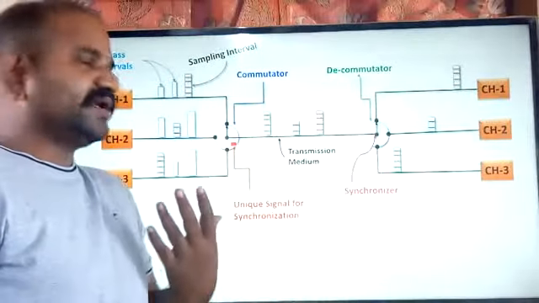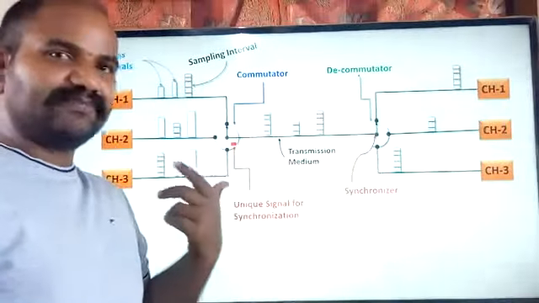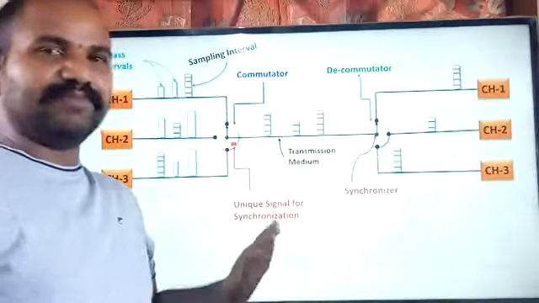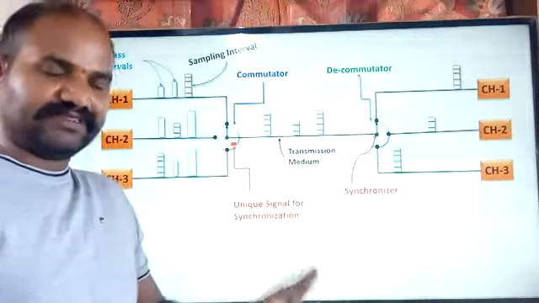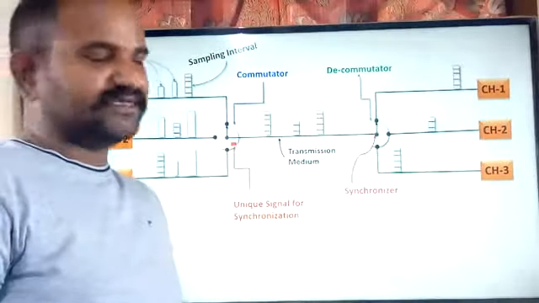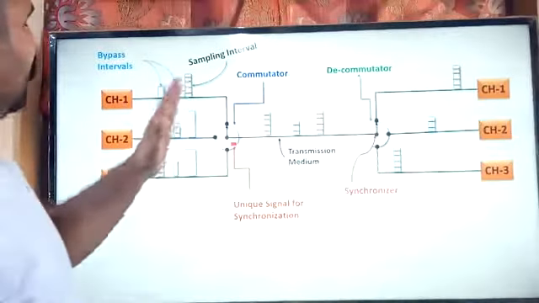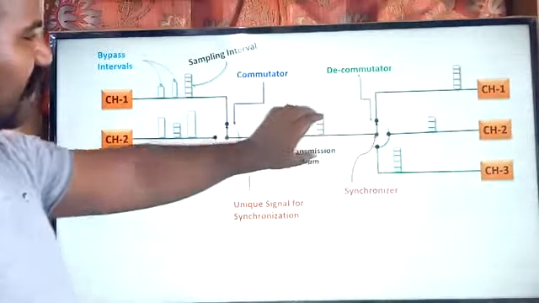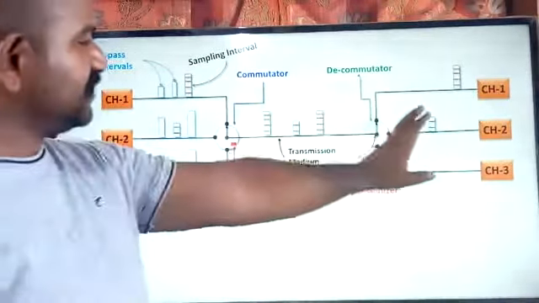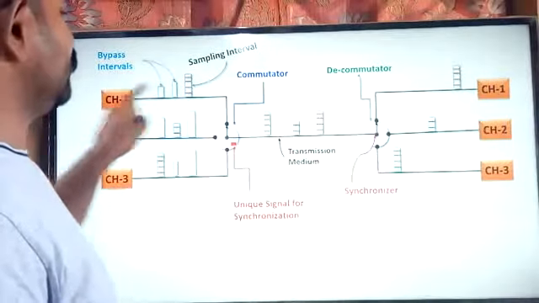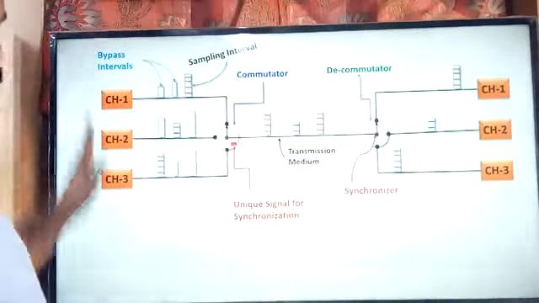Here we are using the time division multiplexer concept in the pulse amplitude case. Time division multiplexer means we are not using the common path between the transmitter and the receiver continuously for a particular channel. The common path is used by the multiple channels.